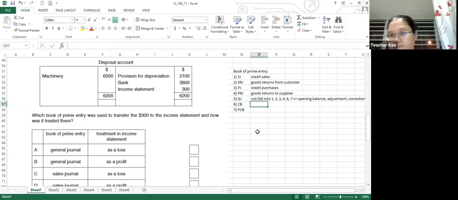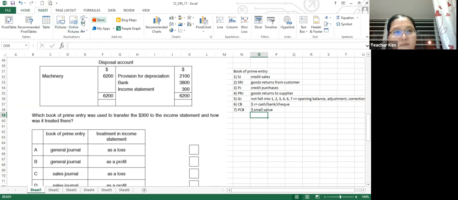Next is the cash book. All the money, whether cash or bank or check, we go through the cash book. Petty cash book is also money but small value. Okay, so this is the book of prime entry. Now come back to this one. This income statement, we do it. Okay.